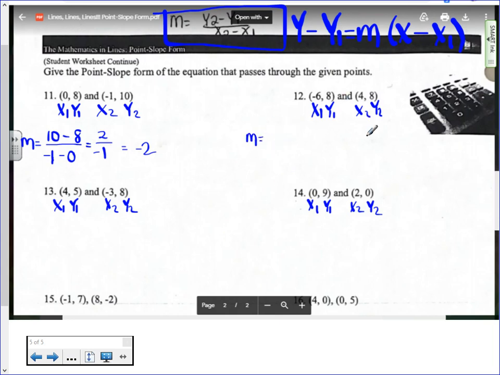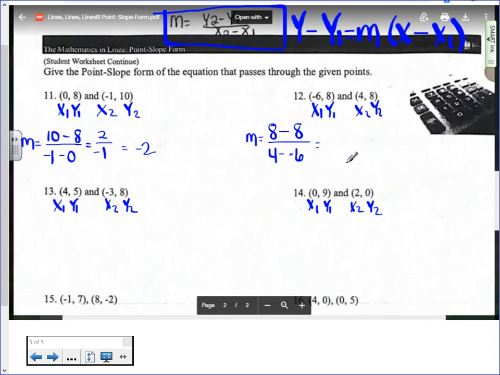I'm going to move now to number 12, and we're going to do the slope. What is y2? I labeled y2. Which number is it? 8. I put a minus sign. And what is y1? 8. 8 minus 8. x2, and you should be writing this down. I'm doing some of the work for you guys. 4 minus -6. Okay. We're actually going to do the math now.